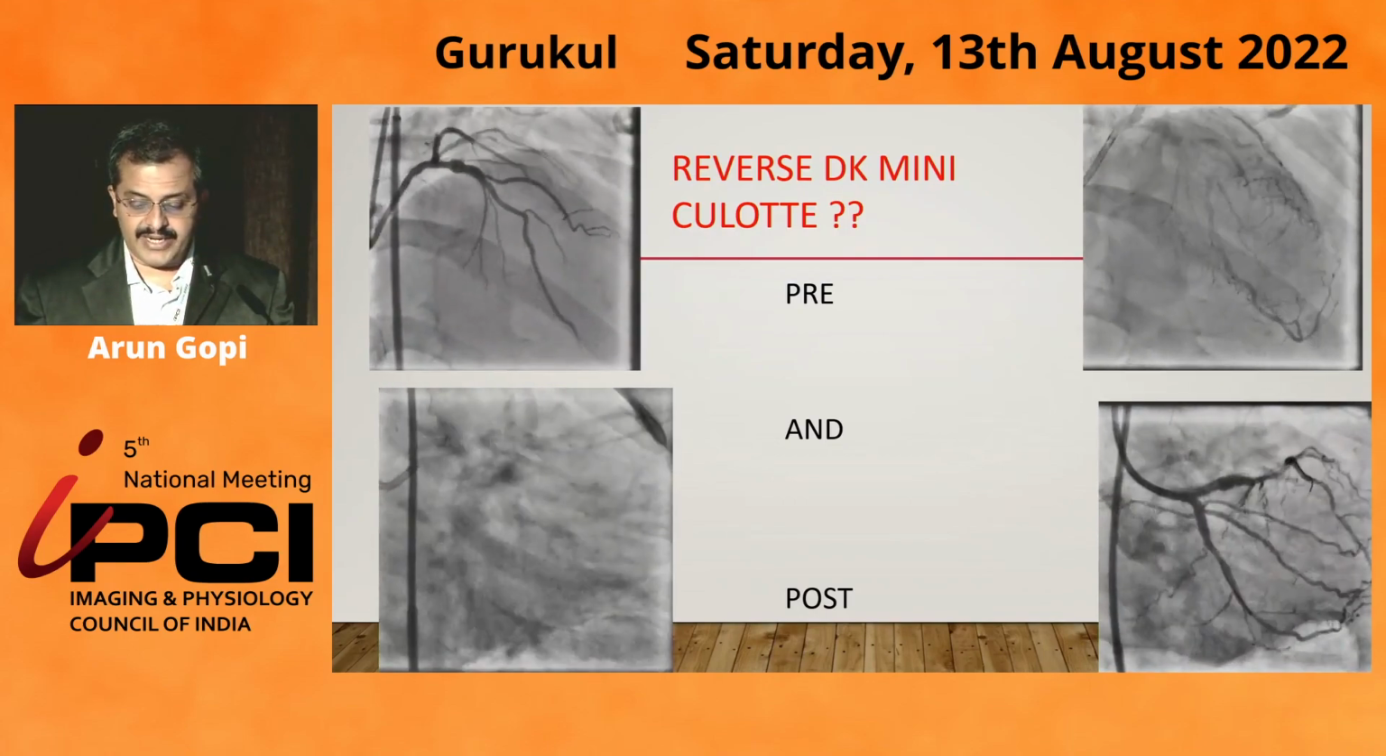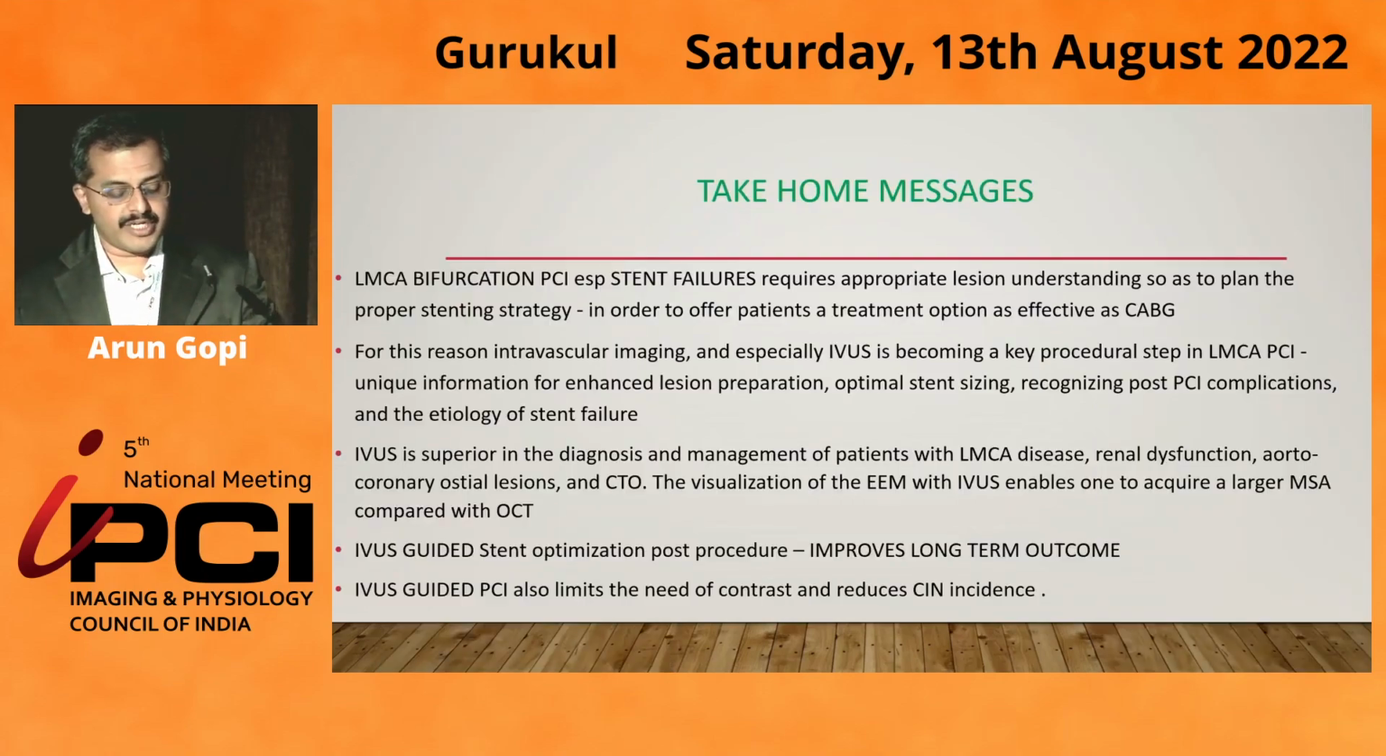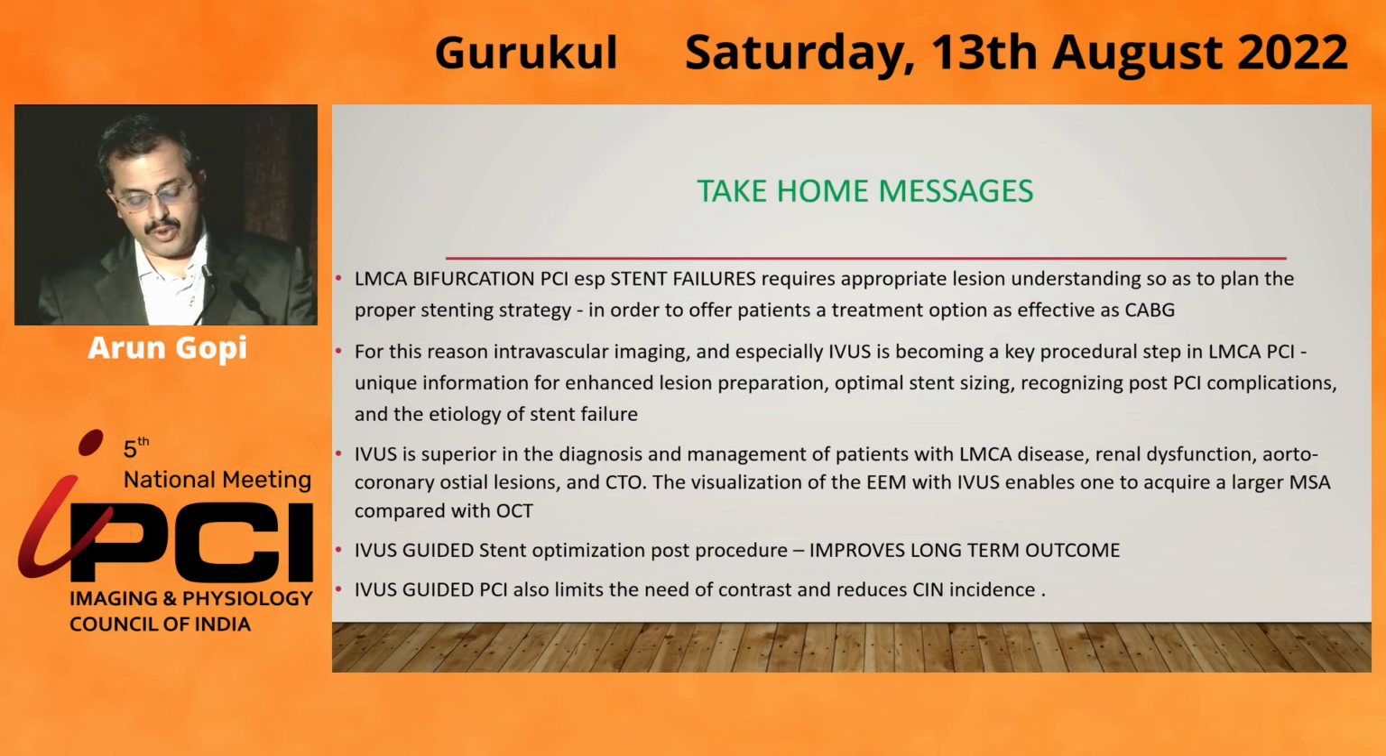So to conclude, respected chairpersons, LMCA bifurcation PCI, especially in a milieu of stent failures, requires adequate lesion understanding so as to plan a proper stenting strategy, because you need to offer a treatment strategy which is at least at par with bypass surgery. For this reason, intravascular imaging, especially IVUS, forms a key procedural step. It gives us unique information, insights into how to prepare the lesion well, how to size the stents properly, and recognize the post-PCI complications and etiology of stent failures.